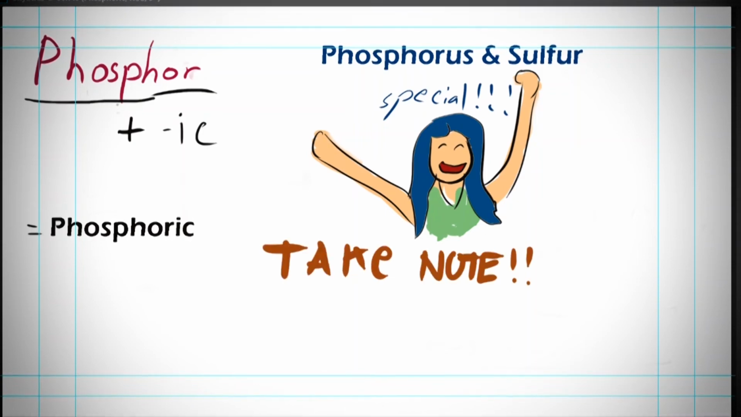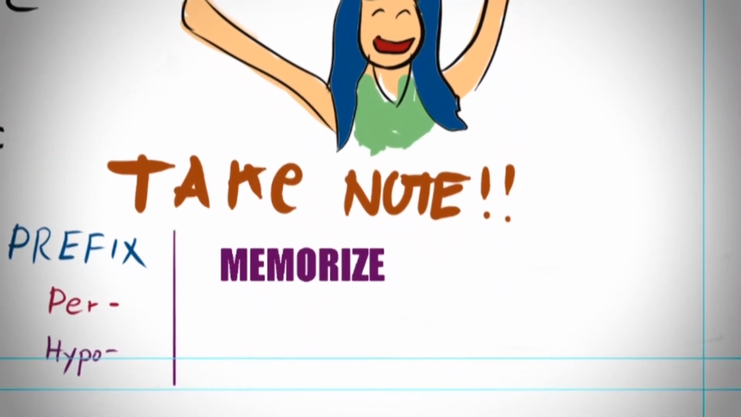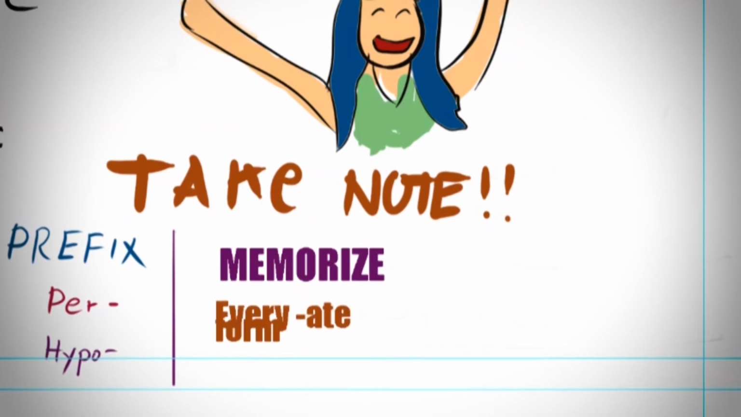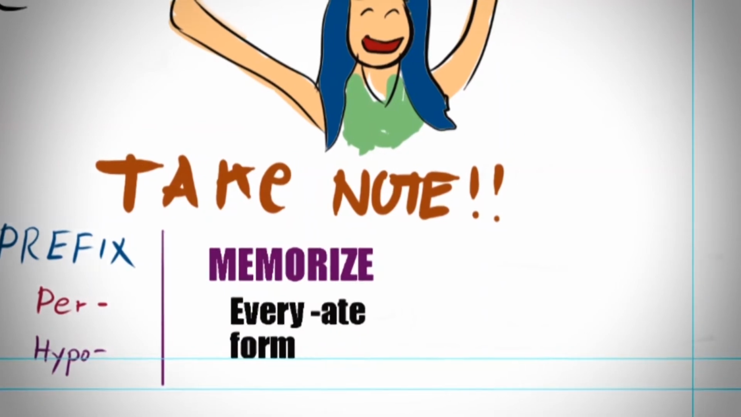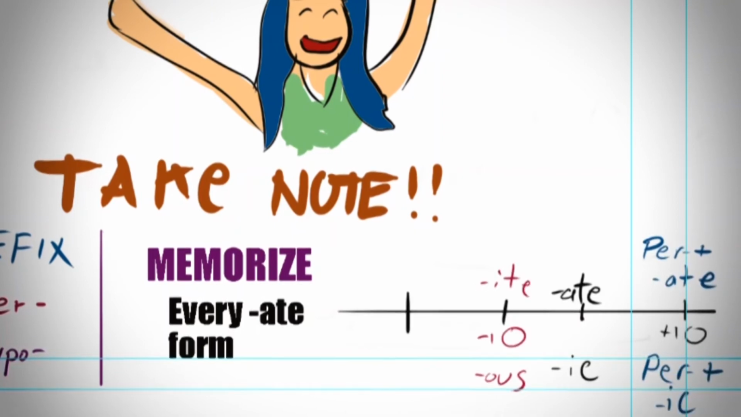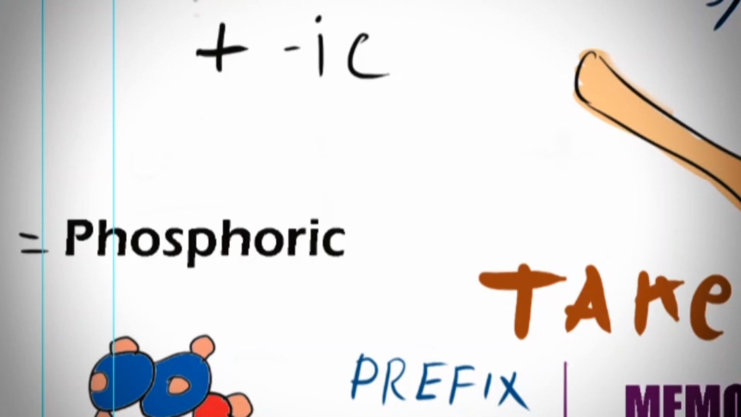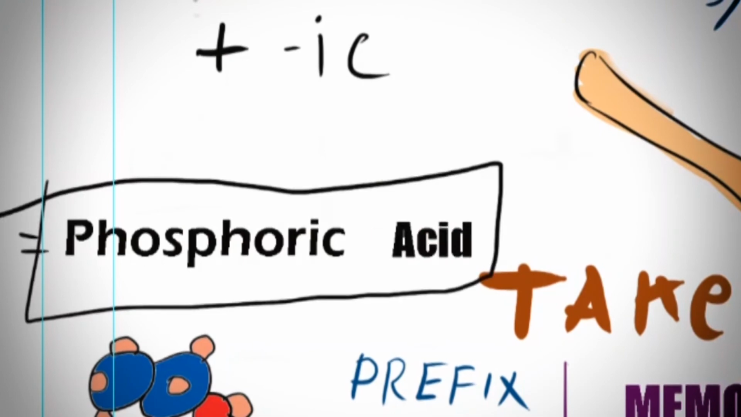Take note of this. There are some cases where acids are distinguished by adding the prefix "per" or "hypo" to their names. In such a case, a helpful technique is to memorize the chemical formula of every ate form of oxygen ion. When oxygen is greater, we will add the prefix "per". When oxygen is lesser, the ik will become us. And if the oxygen is too lesser, we will add the prefix "hypo" and suffix "us". Number 3. And then add the word acid, so we will get phosphoric acid.